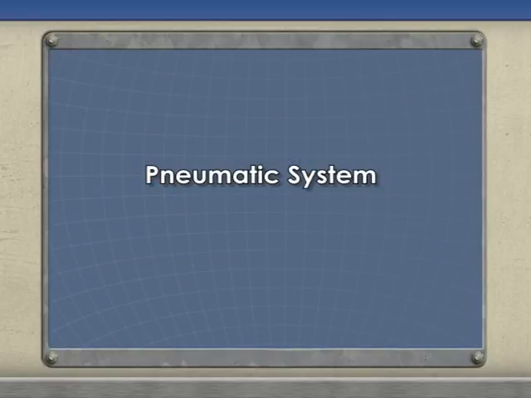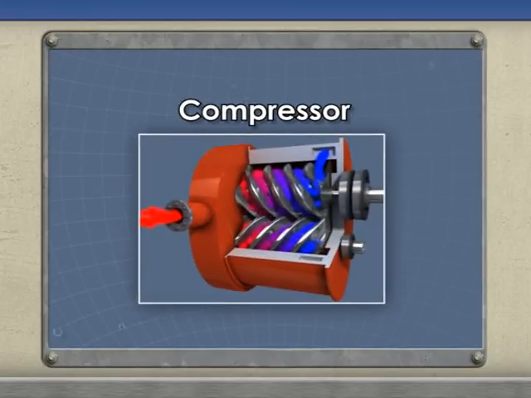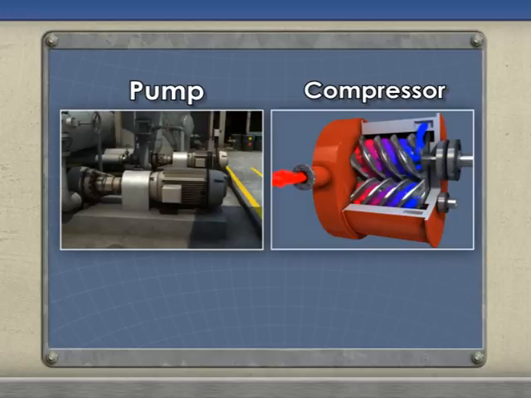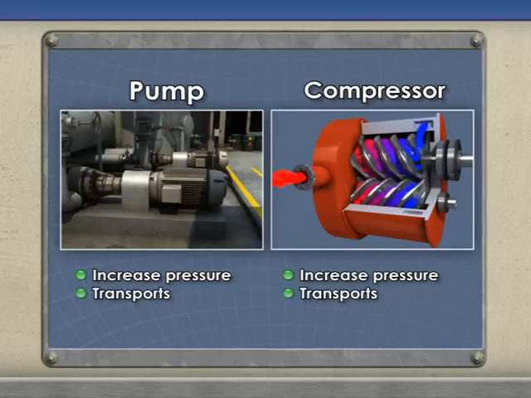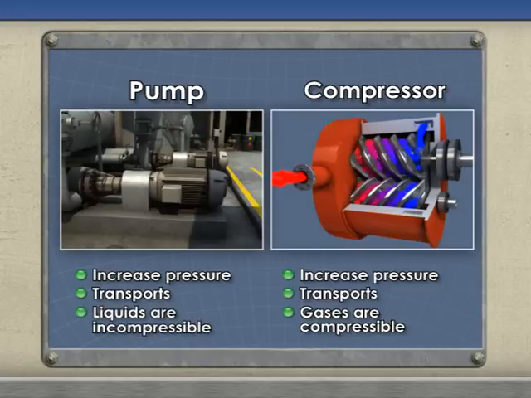The heart of any pneumatic system is its compressor. A compressor is a device that increases the pressure of a gas by reducing its volume through the addition of mechanical energy. This also increases the temperature of the gas. A compressor is similar to a pump. Both increase the pressure on a fluid, liquid or gas, to transport the fluid through a pipe. Gases are compressible, and so a compressor reduces the volume of a gas. Liquids are relatively incompressible, and so the main action of a pump is to transport liquids.